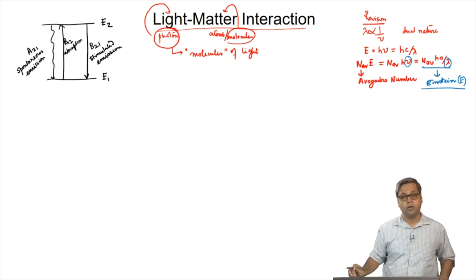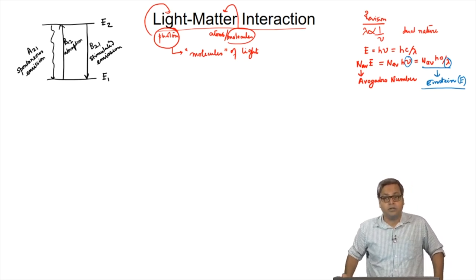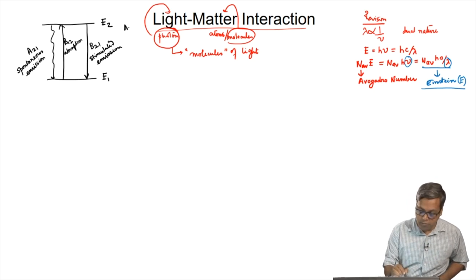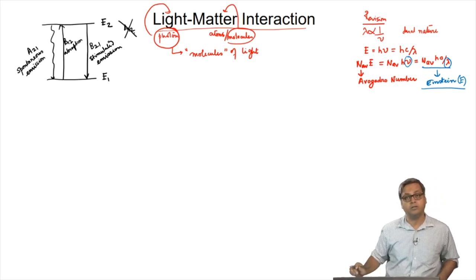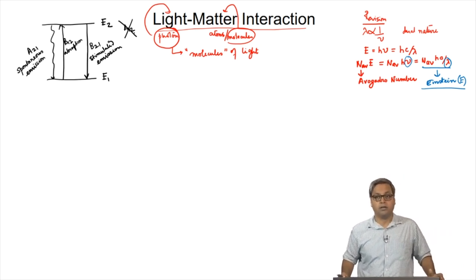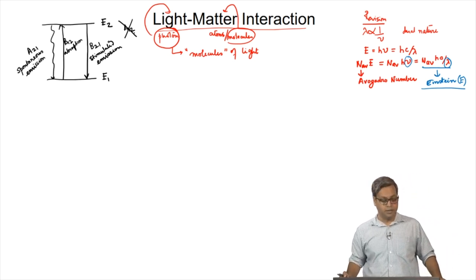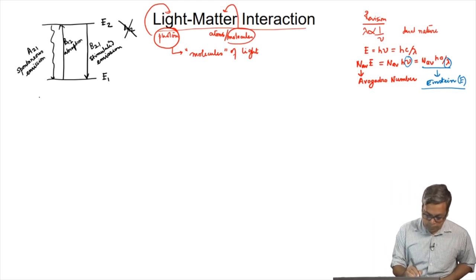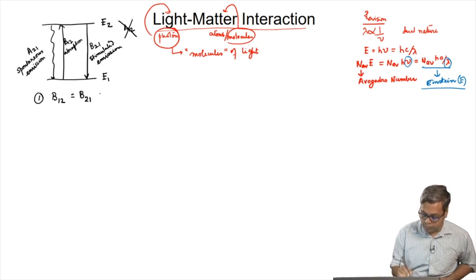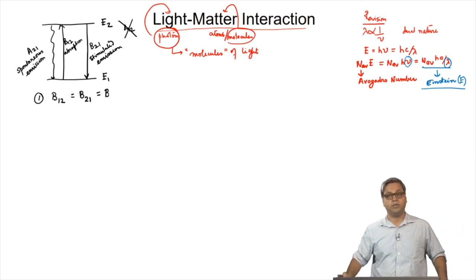So, we should remember that there cannot be a process with coefficient A 1 2. This is because when the molecules are already at the ground state, we need some stimulation by light to take the molecules to the excited state. Or in other words, molecules in the ground state cannot reach the excited state spontaneously. So, in the last class, we saw these three coefficients are related and we found two relations. Number one is B12 equals B21, and we can write this as B, Einstein's B coefficient.